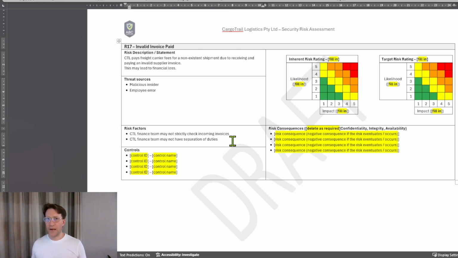And ideally, you would not have a situation like that. You would have different people who do different things. Not to say that the fraud couldn't occur, but it's more difficult to make it happen because you need more people inside to collaborate together. And we simply don't know what CTL has in place.